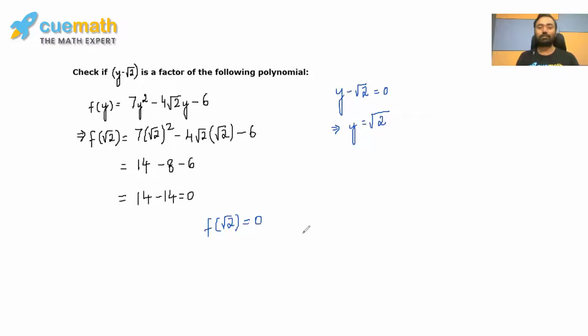So using the statement of the factor theorem, y minus square root of 2 is a factor of f of y when f of square root of 2 is equal to 0. So yes, y minus square root of 2 is a factor of f of y. Let's now move on to the next question.